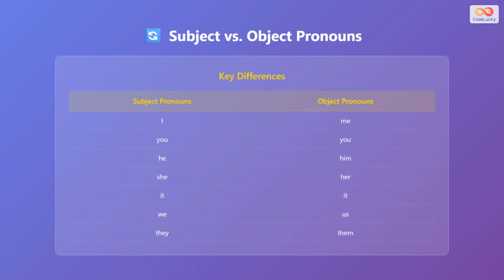It is important to understand the difference between subject pronouns and object pronouns. The subject pronoun I becomes me in object form. The subject pronoun he becomes him. The subject pronoun she becomes her. The subject pronoun we becomes us. The subject pronoun they becomes them. However, you and it remain the same in both subject and object forms.